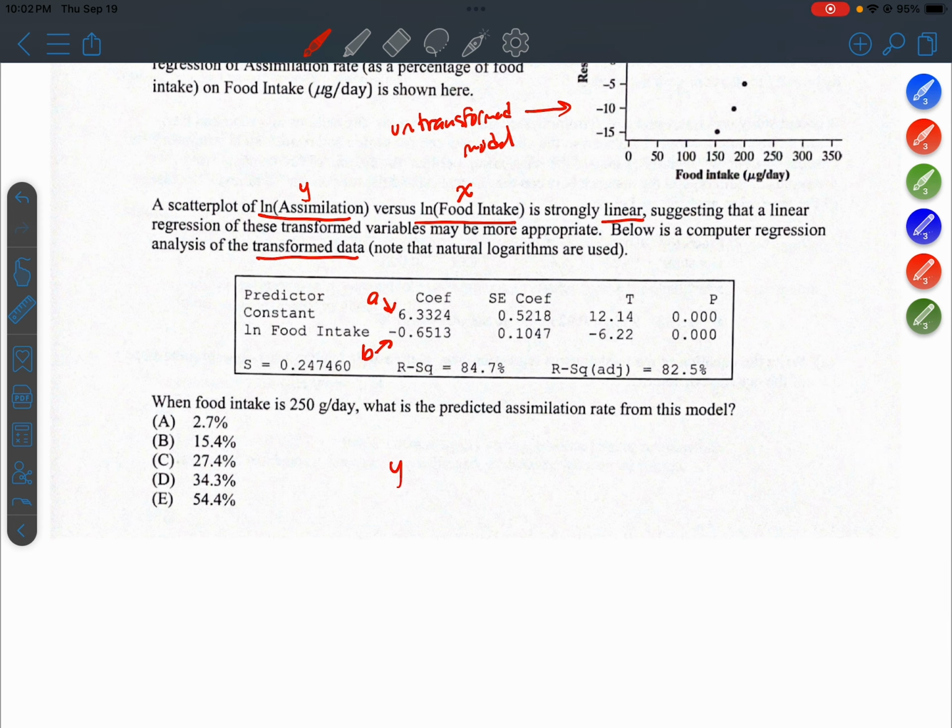If we start with y hat equals a plus bx, then what we will have is the predicted natural log of assimilation equals 6.3324 minus 0.6513 times the natural log of food intake.